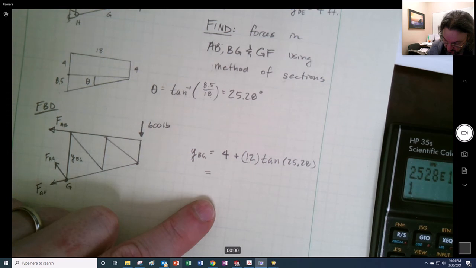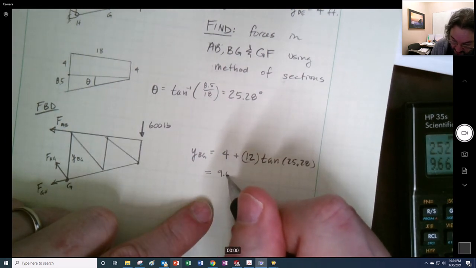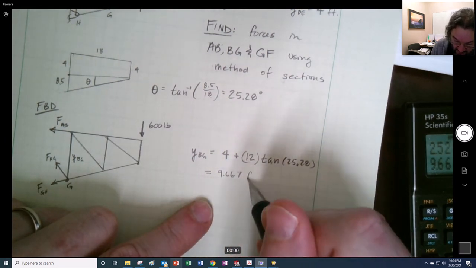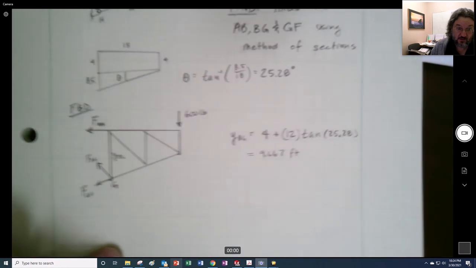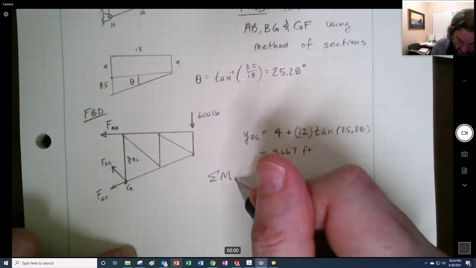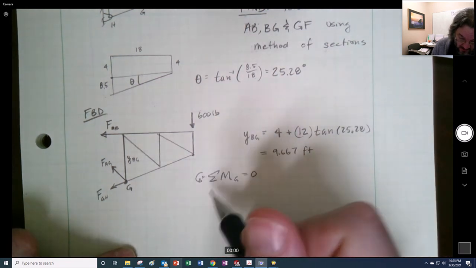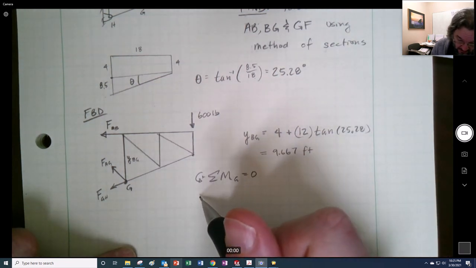So, tangent, 12 and 4, and I get 9.667 feet right here, right? So I do the sum of the moments about G is equal to 0, and so here we go.